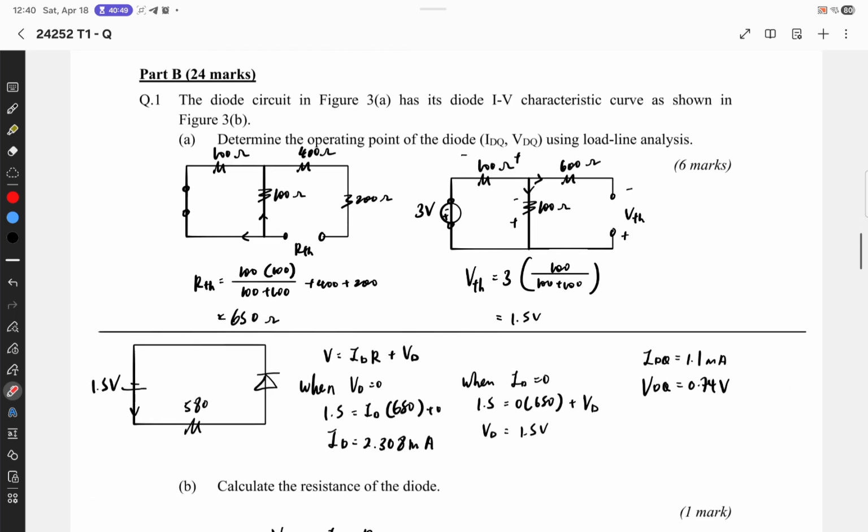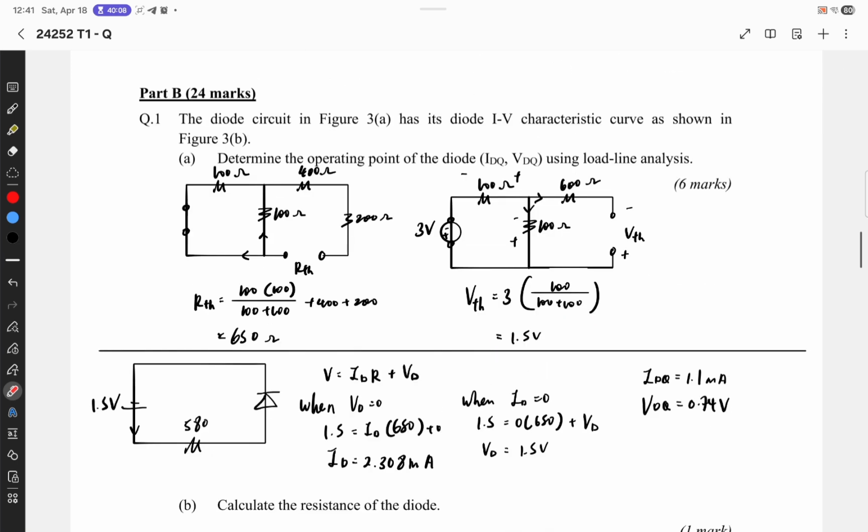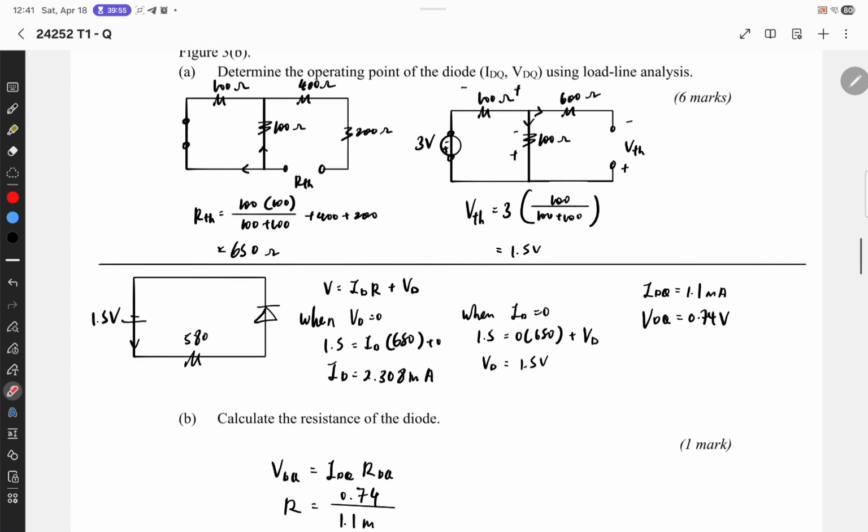Let's see part B. For question 1, we need to determine the operating point of the diode, IDQ and VDQ, using load line analysis. So we need to use Thevenin to solve this question. Change the diode position to RTH and find the RTH, which will be 650 ohm. Then find the VTH, which is 1.5 volt.